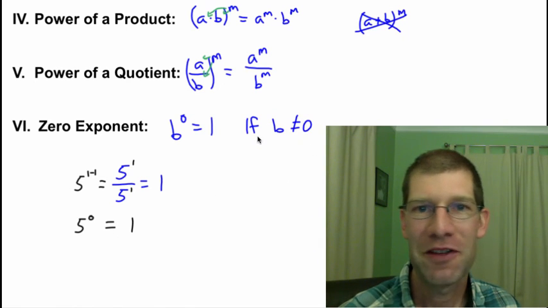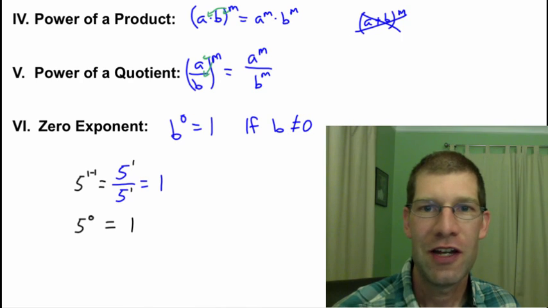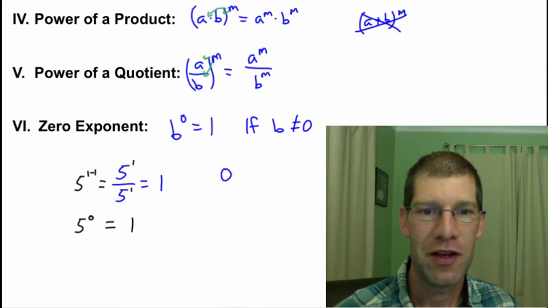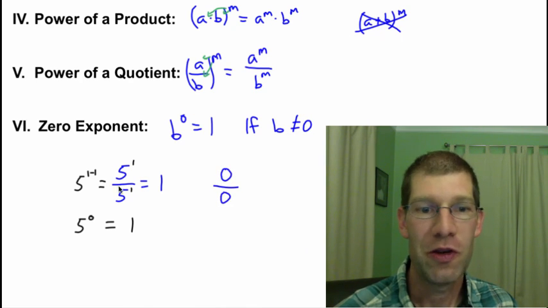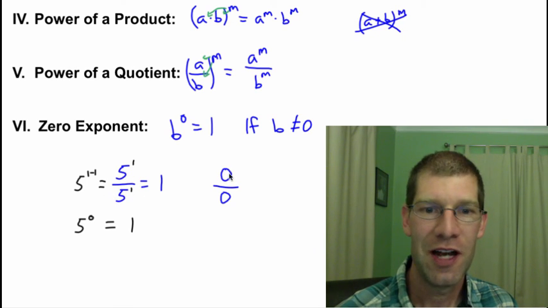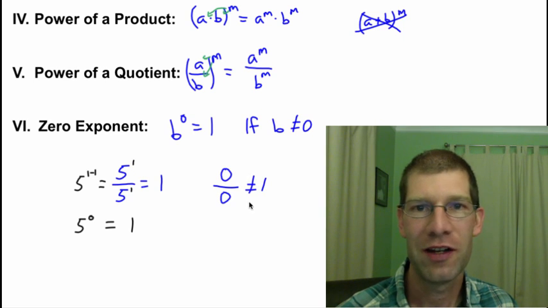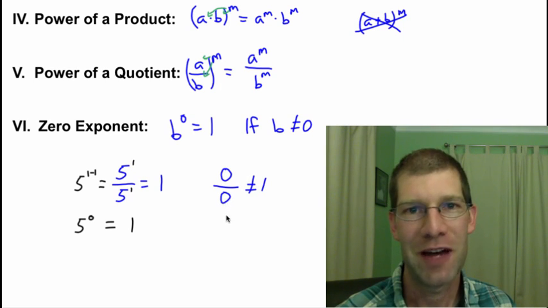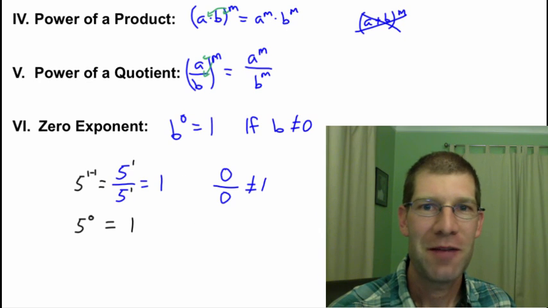And the reason the base can't be 0 is you can't do that with 0 over 0. You could do it with any other number, or pi over pi, or 14 over 14. But as soon as you get 0 over 0, you can't say this equals 1, because you're not allowed to divide by 0. That's all I have to say about section 2.